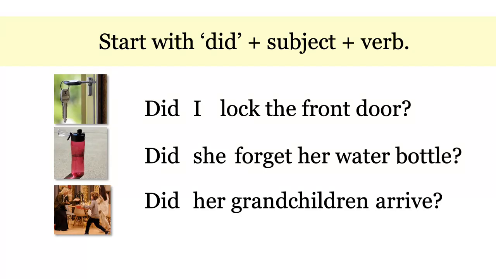Did I lock the front door? Did she forget her water bottle? Did her grandchildren arrive? They all start with did, and then have the subject, and then the verb, and notice lock, forget, and arrive. The verb stays in the simple form. Don't put the verb in the past. Okay, let's practice.